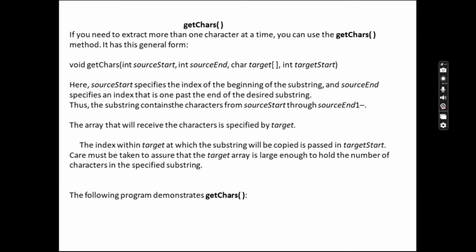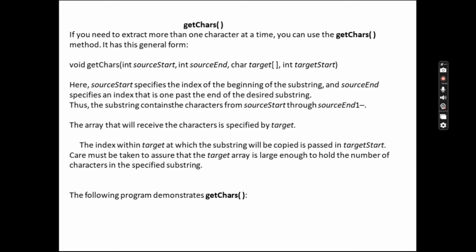So what is the source? We specify the source at the left of the getChars method. Then from where to start is given in the first parameter. Then where to end, plus 1, is given in the second parameter. Then target is the array in which you have to store the output, and targetStart is the location from which you want to store the output.